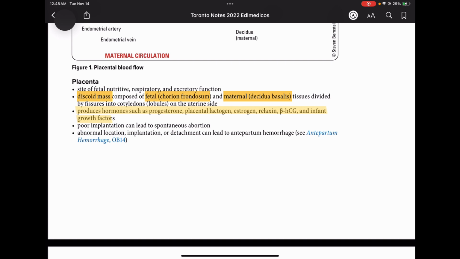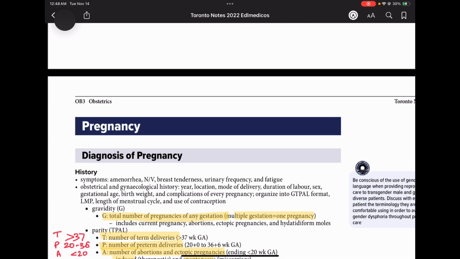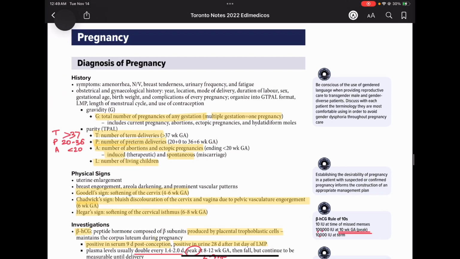What does the placenta do? It produces some hormones such as progesterone, placental lactogen, estrogen, relaxin, beta HCG, and insulin-like growth factors. So we are supposed to know all these hormones, and there can be poor implantation, which can lead to spontaneous abortion. Moving forward to pregnancy, how do we diagnose pregnancy?